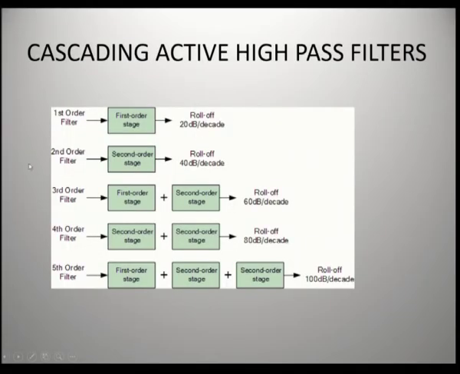If you cascade the filters, for a first order filter the roll off rate is 20 dB per decade. For a second order filter, if you cascade 2 RC networks, then you will have the roll off rate as 40 dB per decade. Third order is cascading first order plus second order. So, you will be having the roll off rate as 60 dB per decade, and so on.